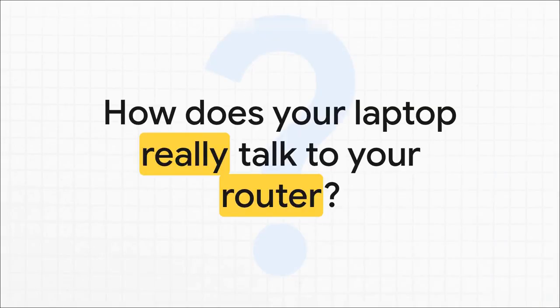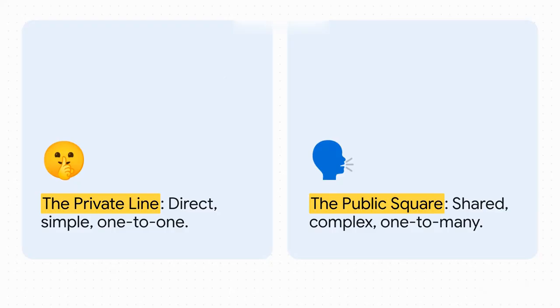I mean, think about it right now. Your computer is talking to your network. But how does the data from your screen get to your router and then zoom out to the internet without just getting lost in a huge sea of other signals? Well, the answer lies in one of two very, very different ways of communicating. And it all boils down to this really simple analogy.